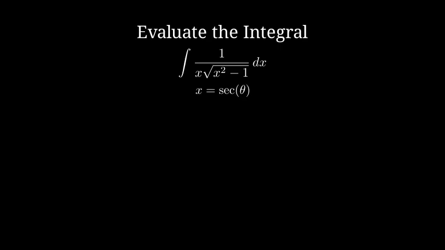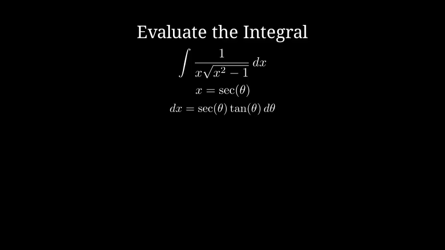Let x equal secant theta. Then the square root of x squared minus 1 becomes the square root of secant squared theta minus 1, which equals tangent theta. Now compute the differential. If x equals secant theta, then dx equals secant theta tangent theta d theta. We'll substitute these into the integral.